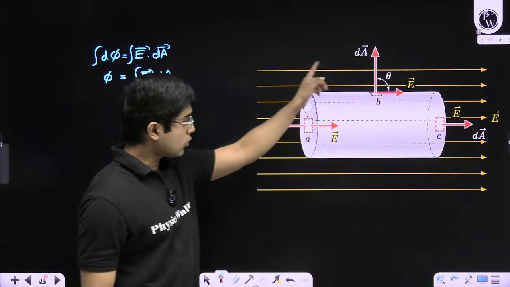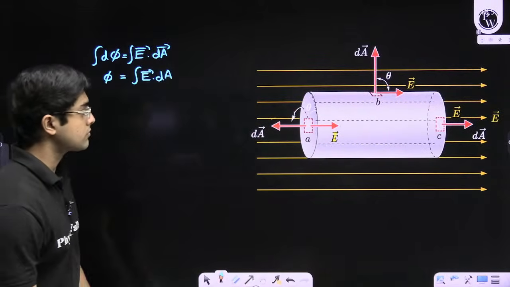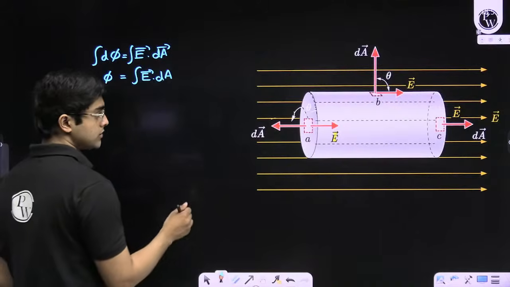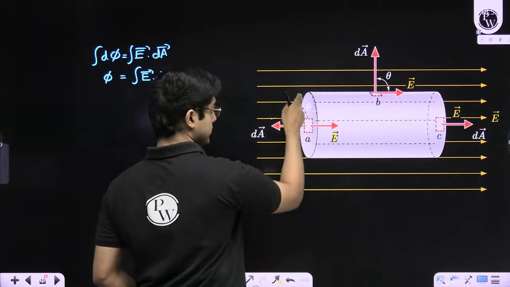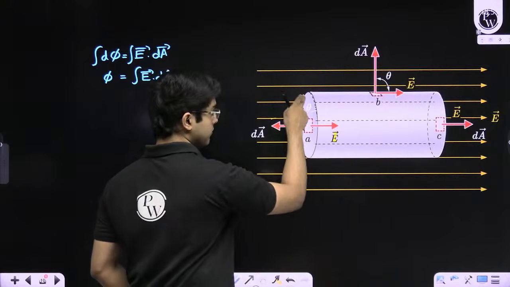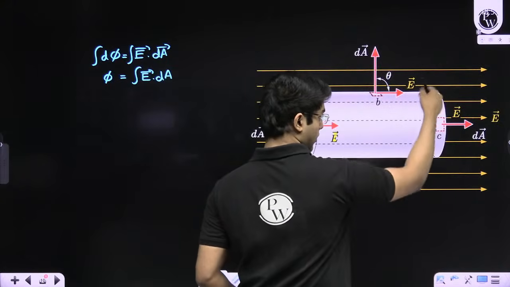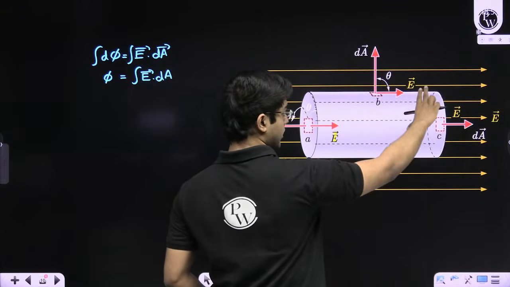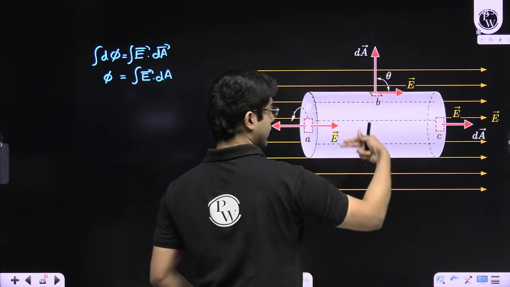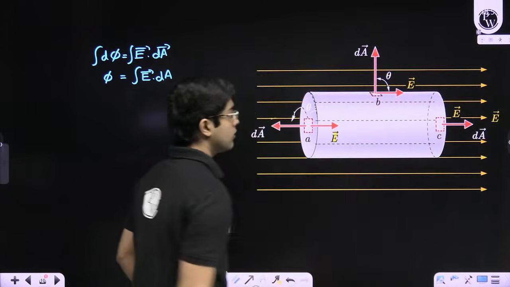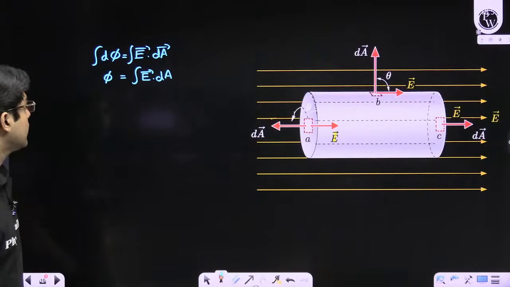Now, in the case of a closed surface like a cylinder, there are three surfaces here, right? The first surface is the circle on the left, the second surface is the circle on the right, and the third surface is the curved cylindrical area, the curved surface area. So there are three surfaces here.